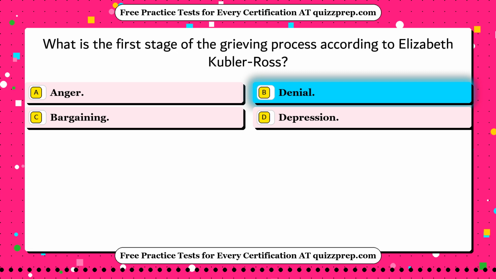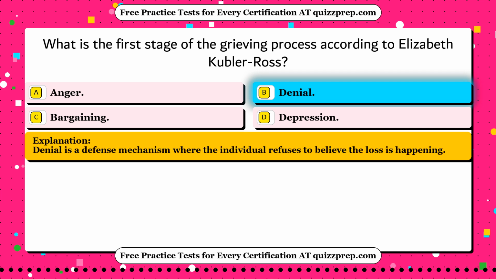The correct answer is option B. Denial. Denial is a defense mechanism where the individual refuses to believe the loss is happening.